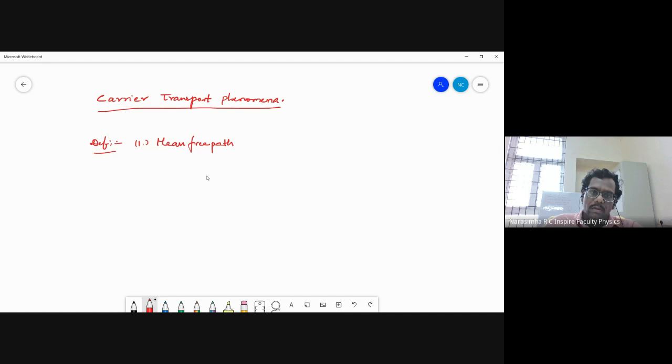Usually we denote it with L_m. Does anybody know the definition of the mean free path? Do you have an idea about the mean free path? Okay, so the mean free path is nothing but the average distance traveled by an electron before it experiences an elastic collision.